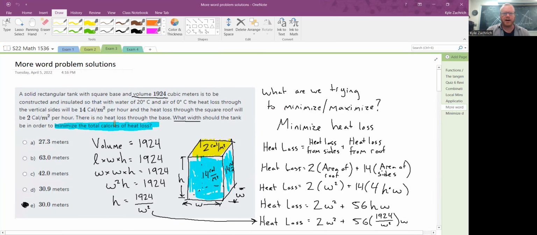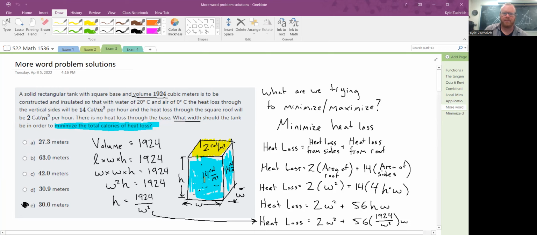So looking at this problem here, we're trying to minimize the total heat loss. There's no drawing for this one, right? But they're describing a solid rectangular tank with a square base, so we can draw that. And again, what are we trying to minimize or maximize? We're trying to minimize the heat loss. So I'm going to write an equation for the heat loss. We get a certain amount of heat loss from the sides and a certain amount of heat loss from the roof of this tank.